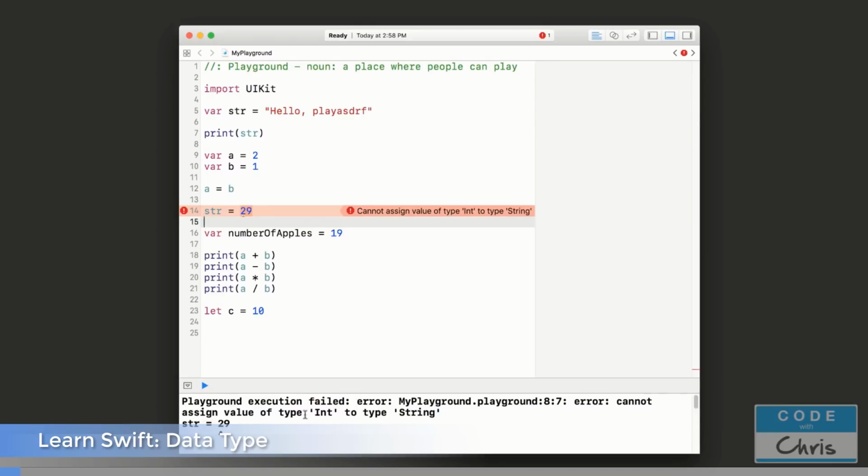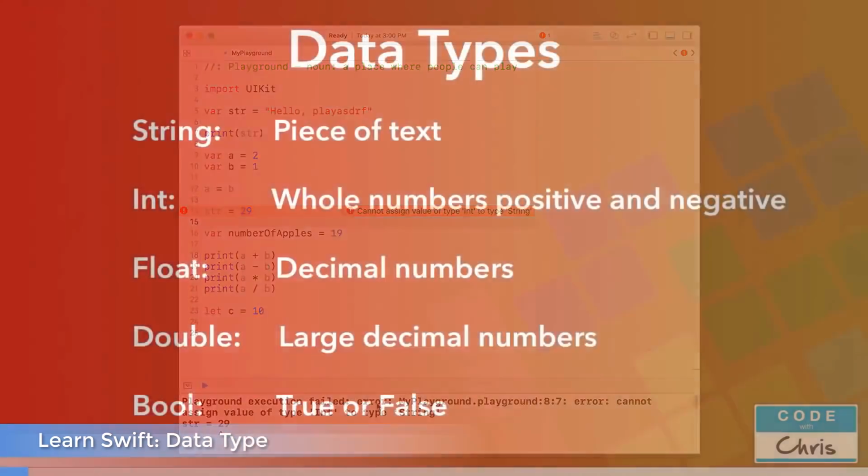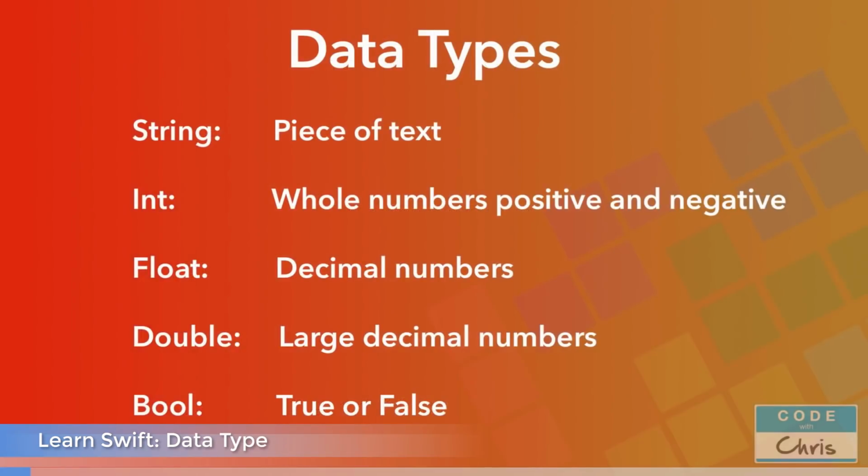Cannot assign value of type int to type string. Well, what's an int and what's a string? Those are two examples of data types. Just as the name implies, a data type is a classification or a type of data. For example, a string is a data type that describes pieces of text. An int, short for integer, is a data type for whole numbers, negative or positive.